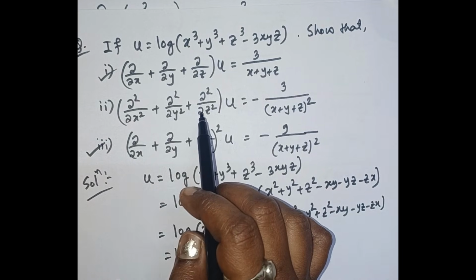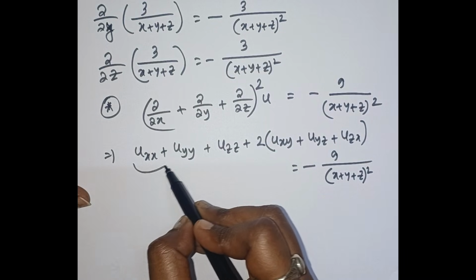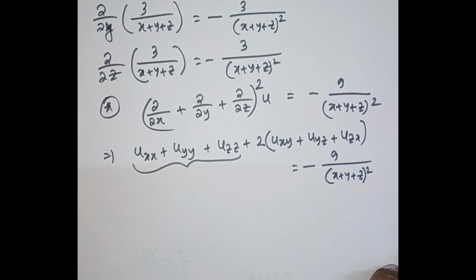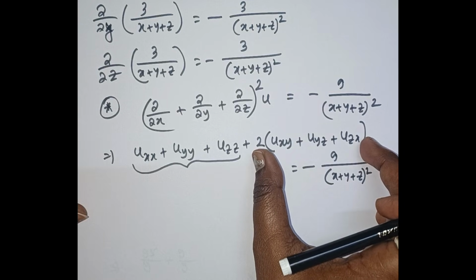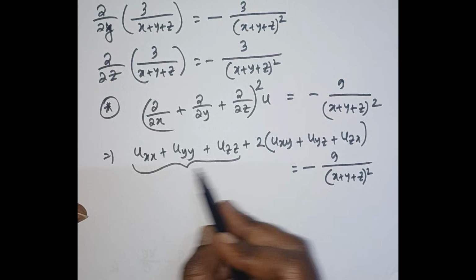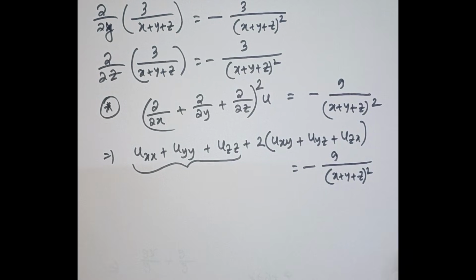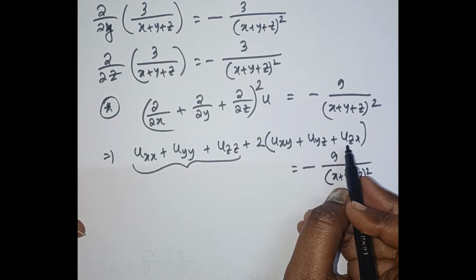But we need only this part, that is uxx plus uyy plus uzz. We need only this part. So if we can calculate the second part, that is uxy plus uyz plus uzx, then from this equation we can get the value of this first part, and we only need the first part. So let us solve this uxy, uyz and uzx.